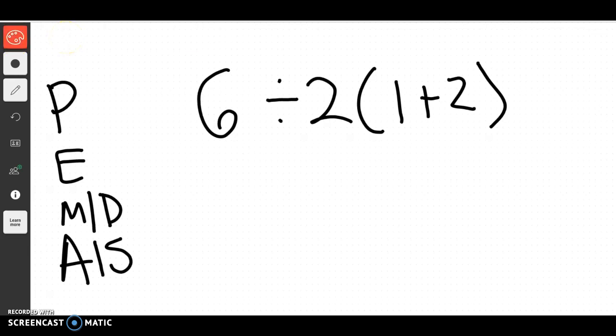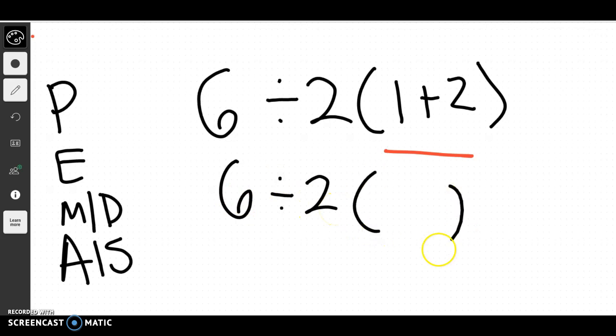Here's what we're going to do. Again, we'll start with parentheses. That makes it really easy. That would give me 6 divided by 2. And then we're going to leave our parentheses for a second.